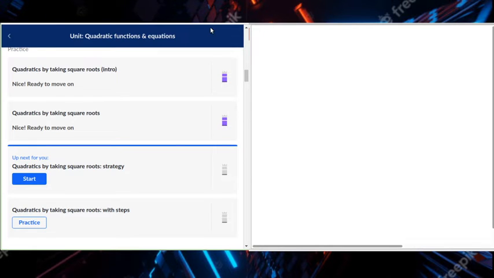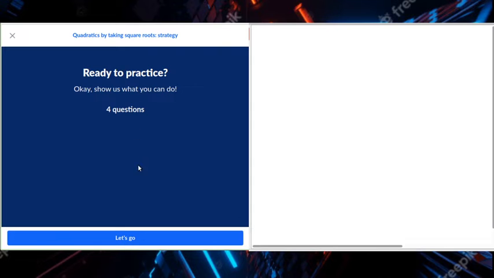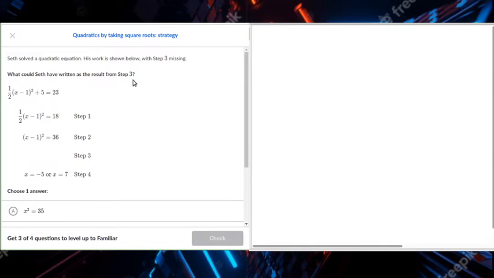Okay, I'm here working through Khan Academy Algebra 1, the quadratic functions and equations for my students to help them work through this on their own a little bit. So we're going to do quadratics by taking square roots strategy, and I don't think I've ever done this one before. So we'll see what it looks like. I'll try to explain what's happening here.